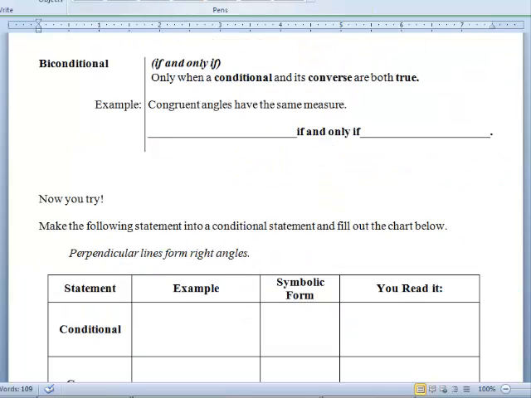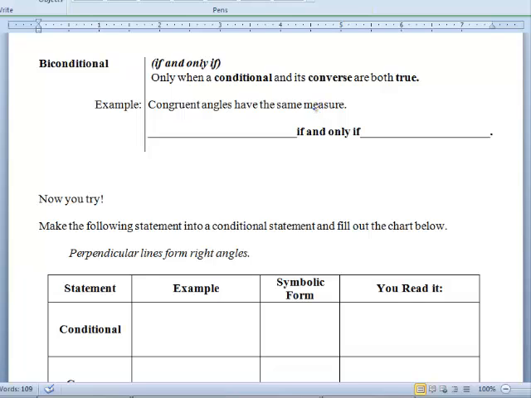All right, and then we have a special statement we can make sometimes. This statement is called the biconditional. Let's break that down a little bit. The prefix bi means two, and then we have conditional, so I have two conditional statements. What happens is I can use the words if and only if. I can only use this when the conditional and its converse are both true. So once I write these out and I notice that my conditional statement and my converse are true, I can make that a biconditional. So here's an example.